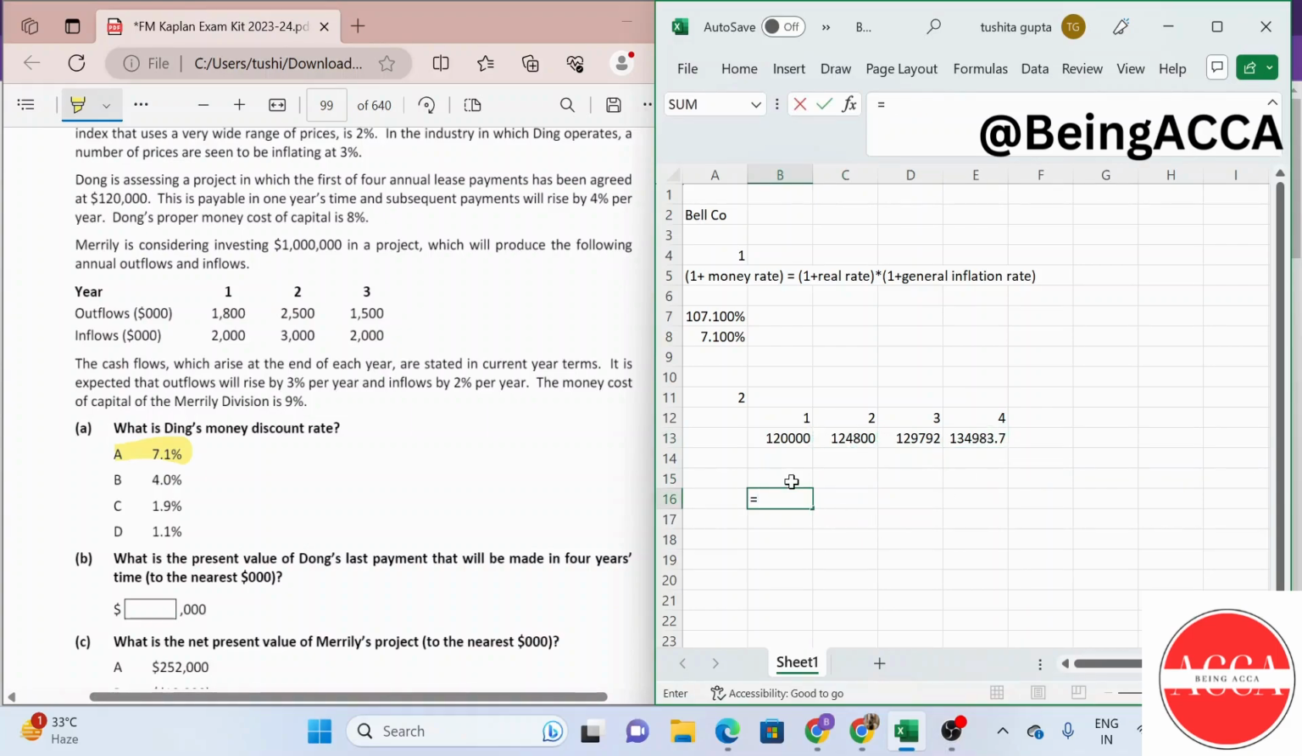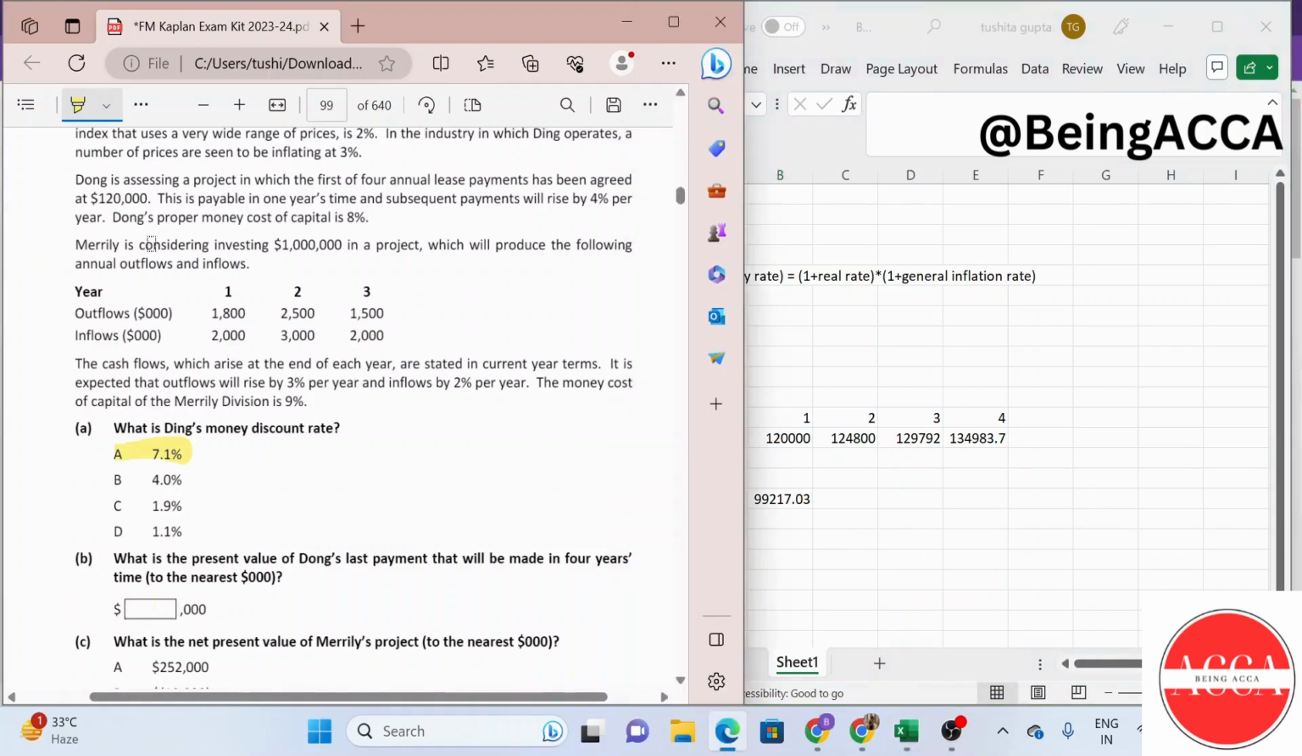So I can just use the discount factor, or I can discount it using the formula that I know, which will come out to be 1.08 raised to the power of minus 4. I'm just dividing it, because I'm going to bring it to present value. This is at the end of the fourth year and I want it today, so this will be 99,000, and we want it to the nearest 1,000, so this will be rounded down and we will write 99,000 over here.